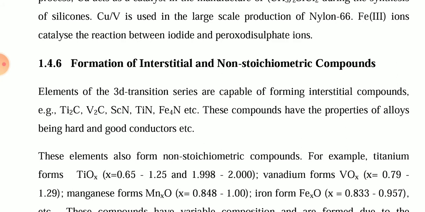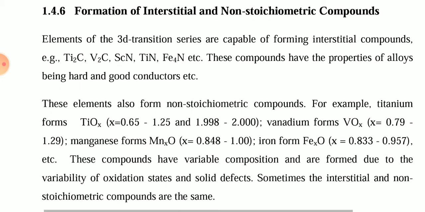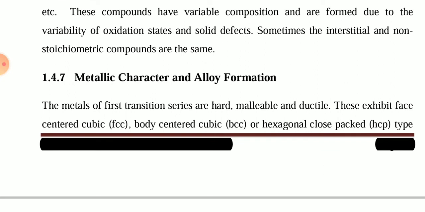Okay, the formation of non-stoichiometric compounds. The elements of the first transition series are capable of forming interstitial compounds, which are Ti2C, V2C, scandium, and TiN, Fe4N. These compounds have the property of alloys. Okay, so these are metal alloys.